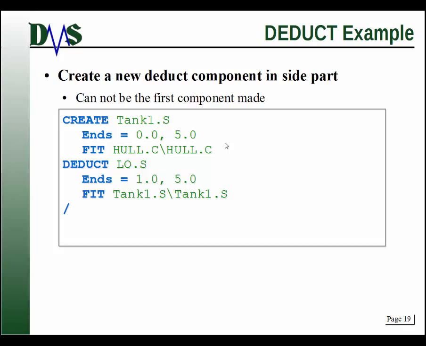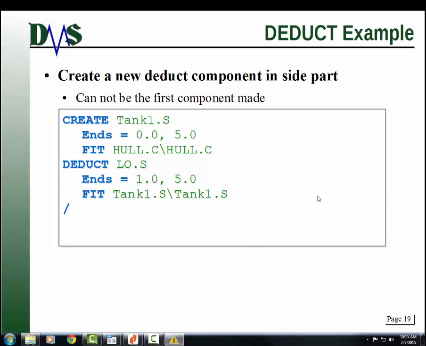And we just have some information here to define that tank part. And I want to deduct something from it. So I enter the deduct command, and that is now creating a separate component under that part. And notice I'm fitting it to the tank1.s. That's the tank1.s component. So just remember how those all nestle together.